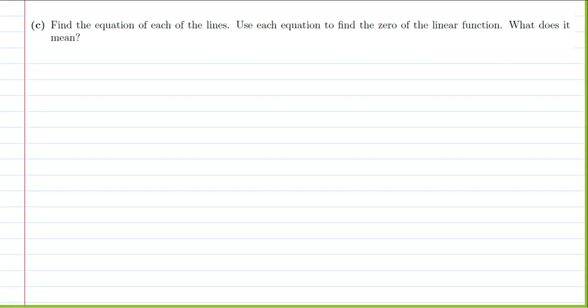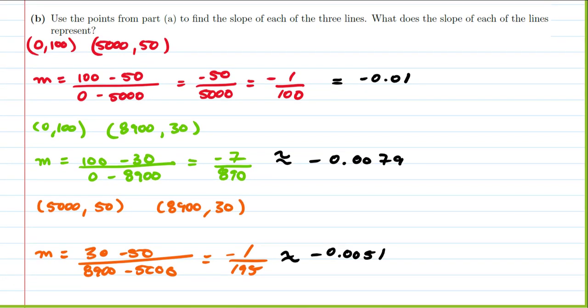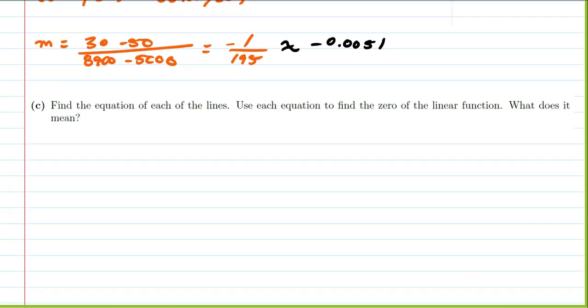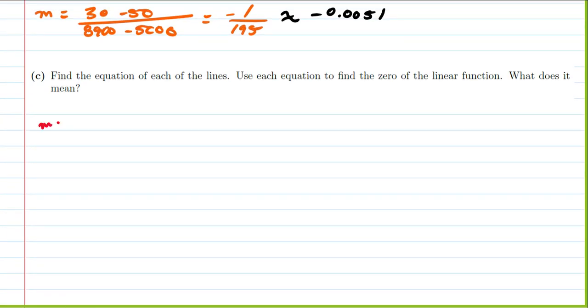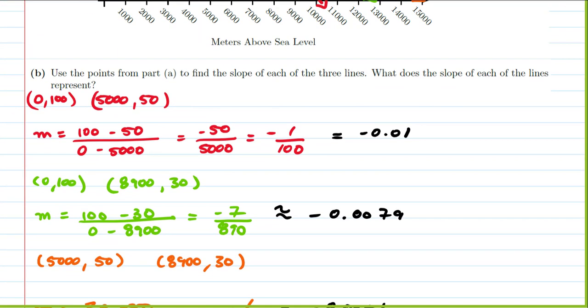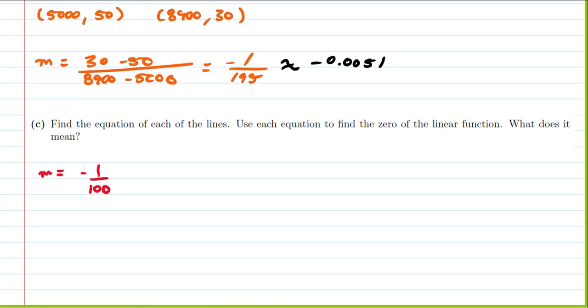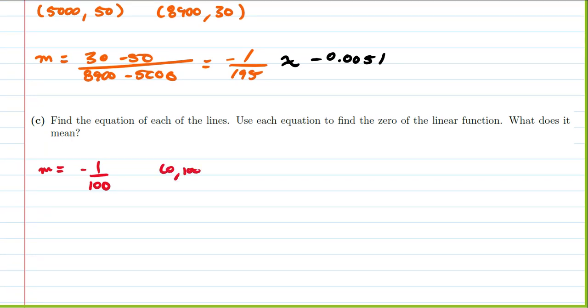Part C, find the equation of each of these lines. Use each equation to find the zero of the linear function, and what does it mean? All right, so in red, that's going to be our easiest one. We have our slope, m is equal to negative 1 over 100. And this one, we actually know the y-intercept. The y-intercept is (0, 100). So that gives us the equation of the line is y equals m, which is negative 1/100 x plus 100.